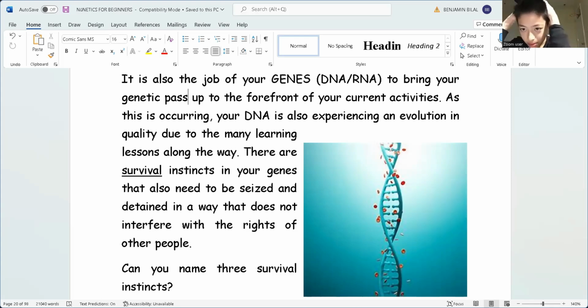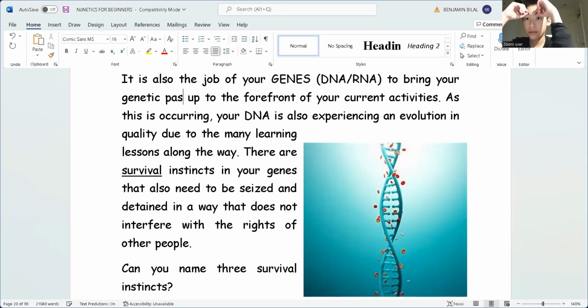And it's the job of your genes. What do I mean by genetic? Did I have it spelled right the first time? Yeah, past, not past. Okay, so that's my fault. All right, so what do I mean by genetic past? Like your lineage. Give me an example. Like your grandpa or something like that.